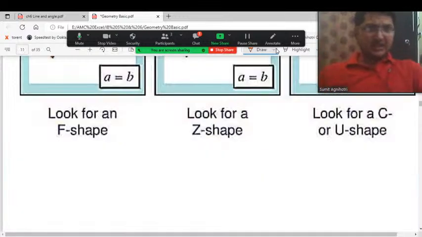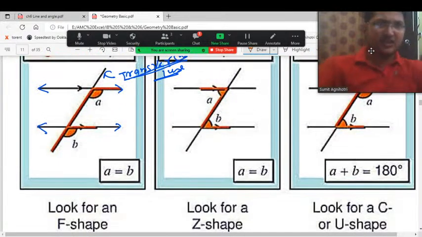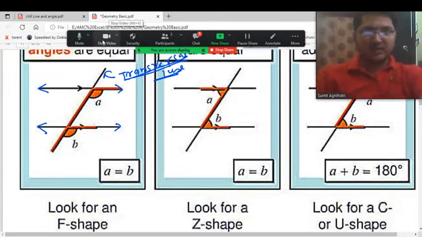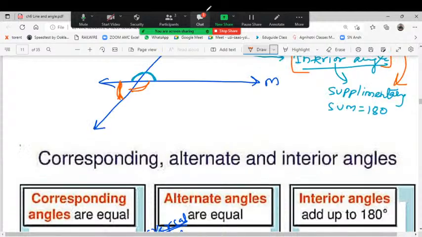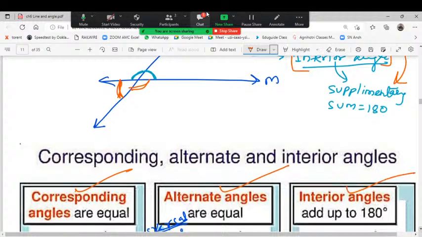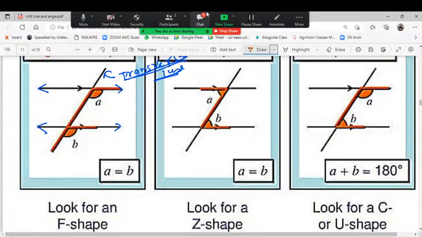Yes, sir. Now I have three different angles in front of you that you can properly observe, and tell me whether you are getting all these or not. Here you have corresponding angles that are equal, alternate angles that are equal, and interior angles that add up to give you 180.